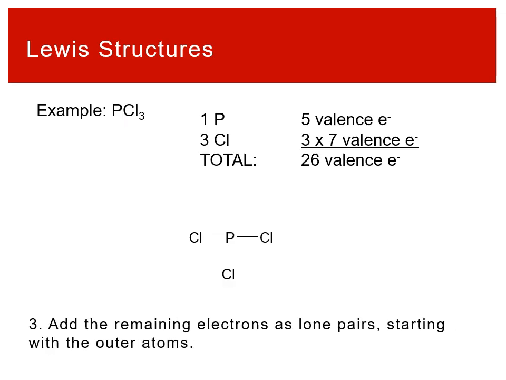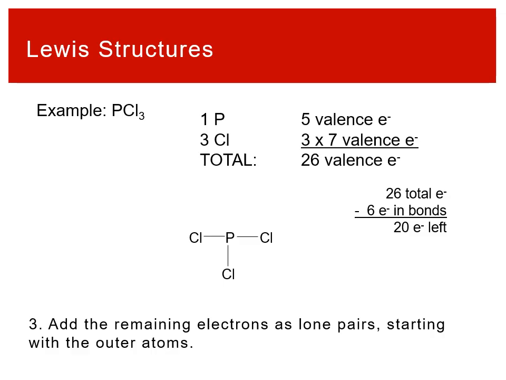So now what I want to do is add more electrons as lone pairs, starting with the outer atoms. I want to figure out how many electrons those outer atoms need until they hit an octet, until they end up with 8 total electrons. So the first thing is I've got to figure out how many electrons I have left, right? We said this was an accounting practice.